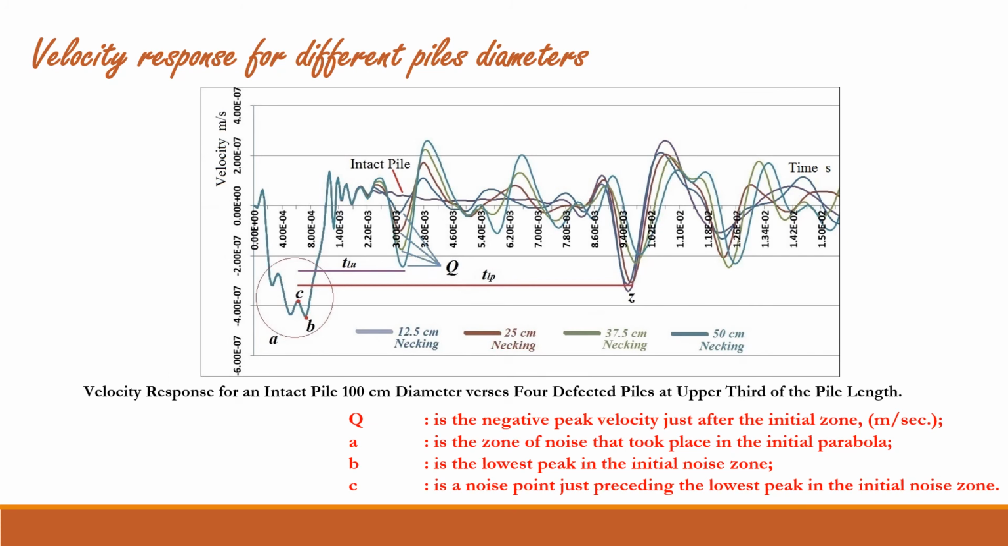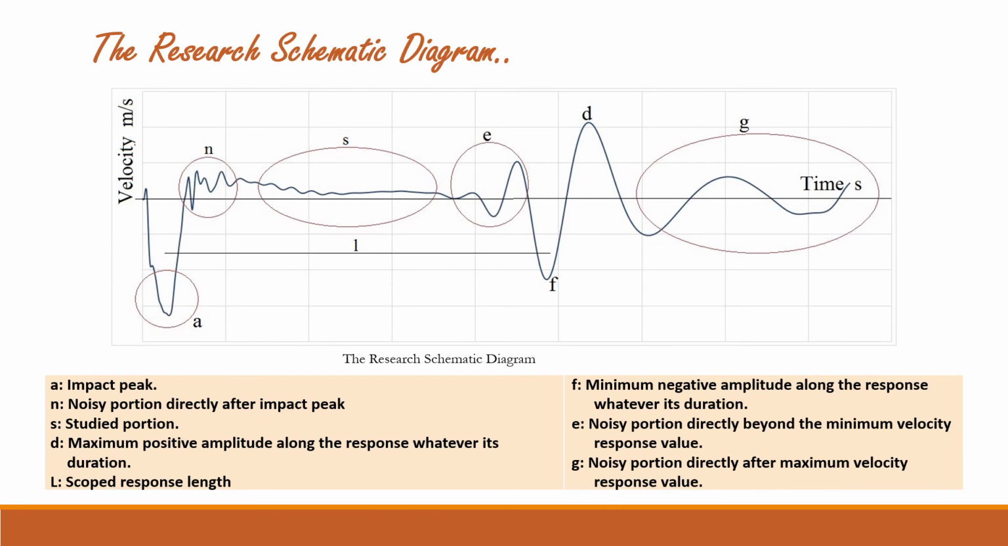The introduced comparison is for velocity response for an intact pile of 100 cm diameter versus defected piles at the upper third of the pile length. The research schematic diagram has a new conclusion that it may introduce approximately the volume of the defect and its location.